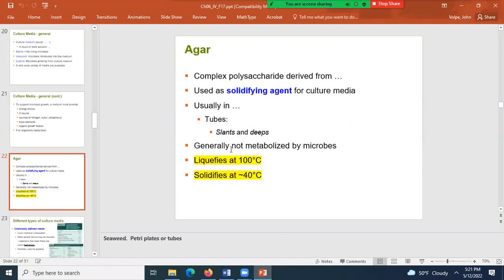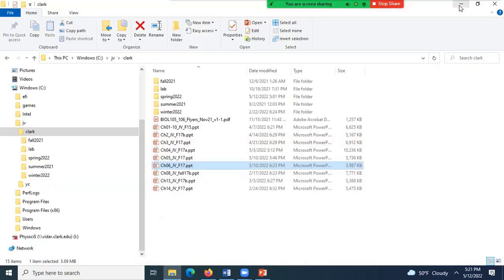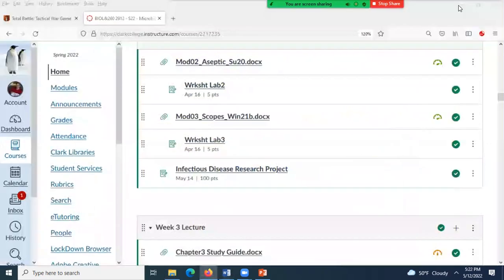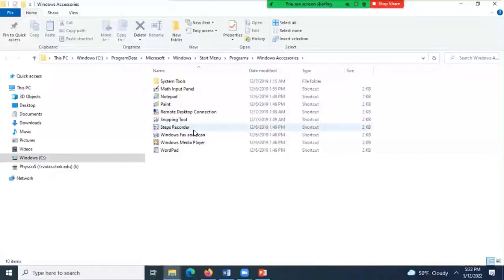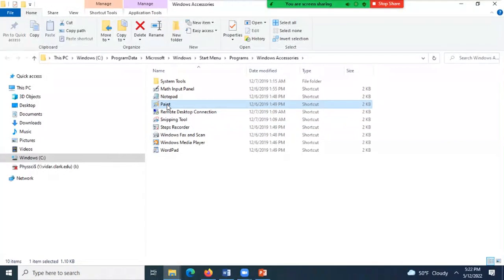All right, agar is something that's added to media to make it a solid media. Agar is a complex polysaccharide derived from seaweed. Agar is usually used in Petri plates or in tubes. Let me see if I can bring up Paint here to show you a tube.